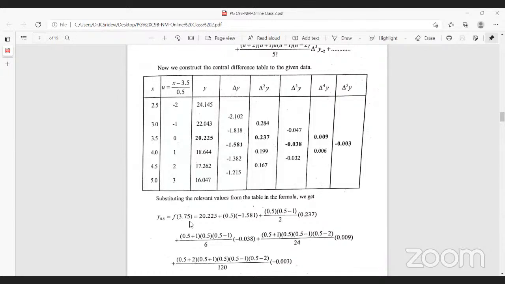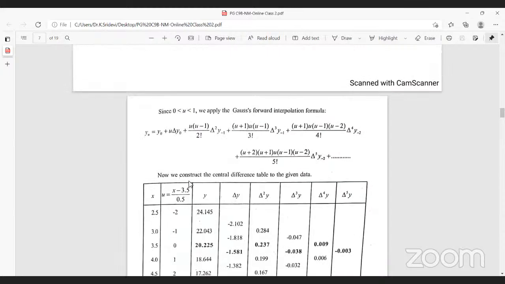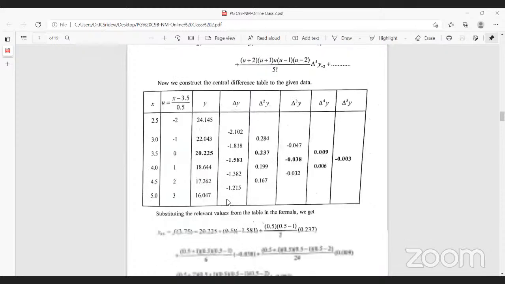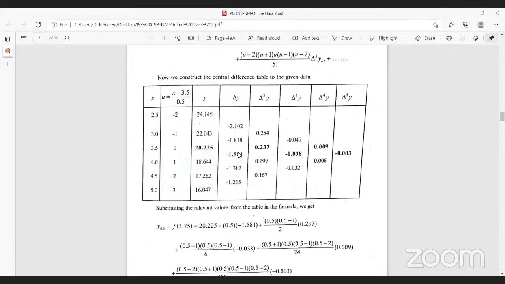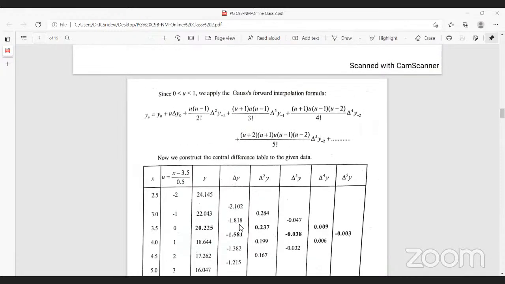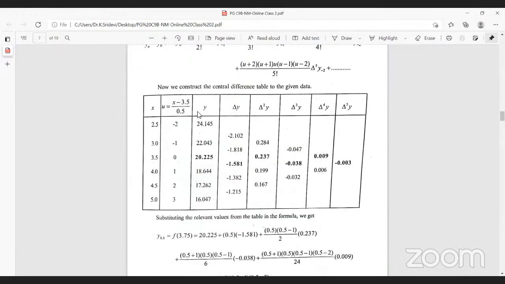Therefore, f of 3.75 is equal to, what is the formula? y naught plus u, our u is 0.5, into delta y naught. What is delta y naught? This one, minus 1.581, plus u into (u minus 1) by 2, that is 0.5 into (0.5 minus 1) by 2, into the next one, minus 0.237.